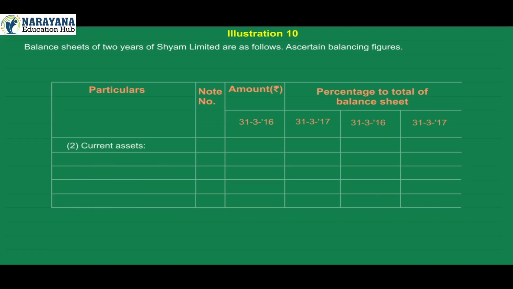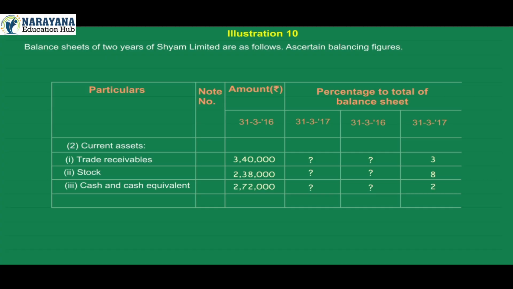2. Current assets. 1. Trade receivables. 3 lakh 40,000, question mark, question mark, 3. 2. Stock. 2 lakh 38,000, question mark, question mark, 8. 3. Cash and cash equivalent. 2 lakh 72,000, question mark, question mark, 2. Total 34 lakh, 50 lakh, 100, 100.